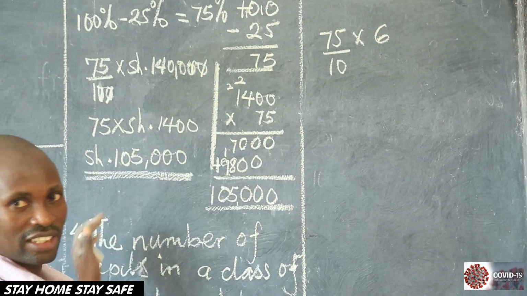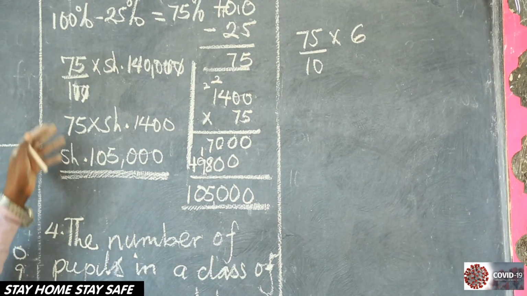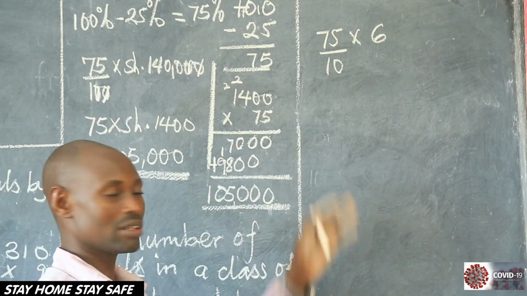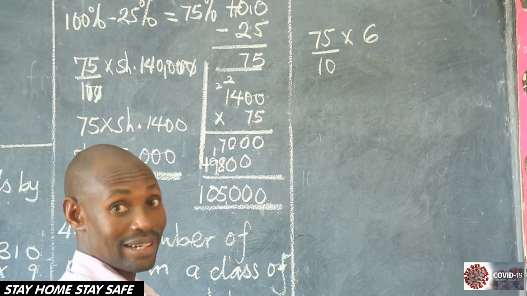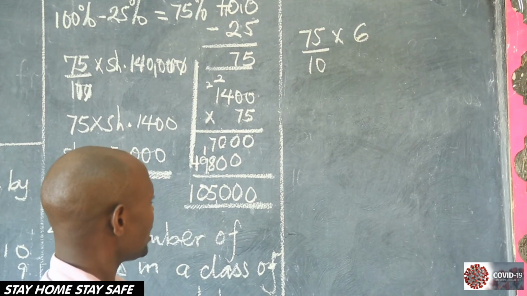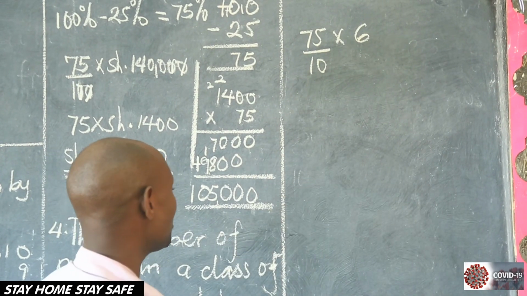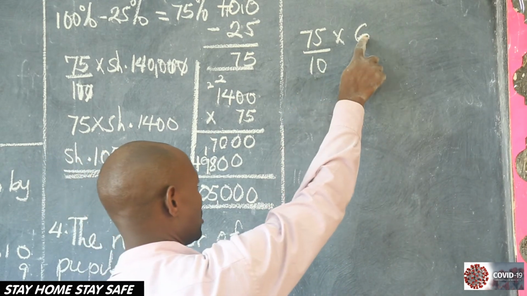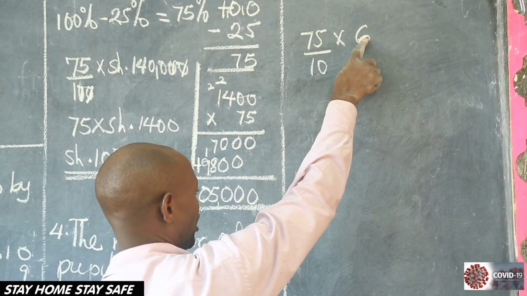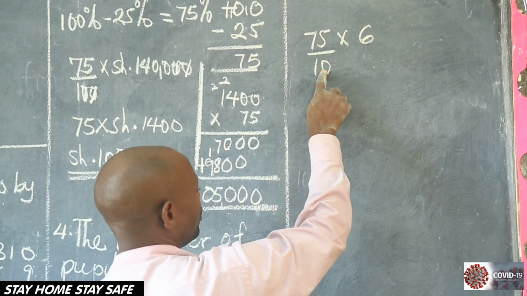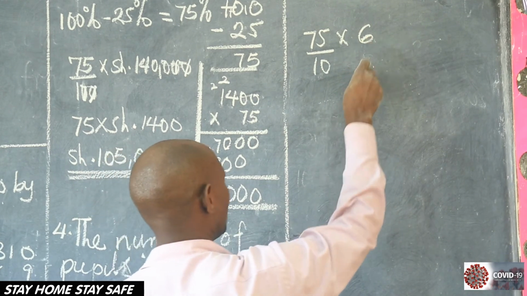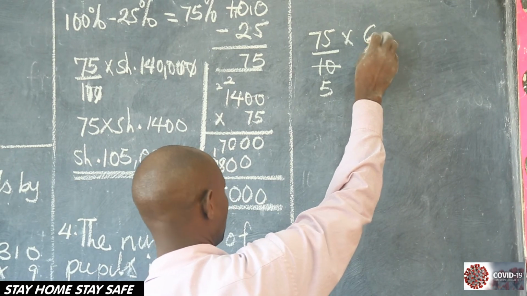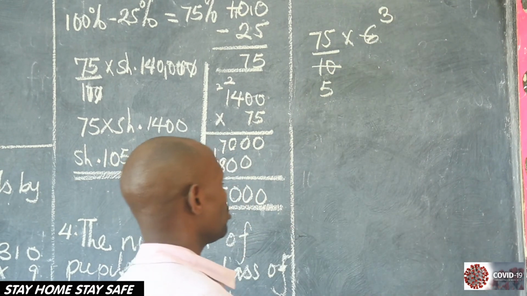And when you get this, some kids begin saying, but teacher, you have been cancelling the zeros on the denominators, and here you have remained with the 10. So what do you do? You go ahead and reduce. You may not reduce a 0 with a 0, but at least you may reduce with another number. So which number can divide 10 and 6 at the same time? 2. 10 divided by 2, we get 5. Then 6 divided by 2, we get a 3.